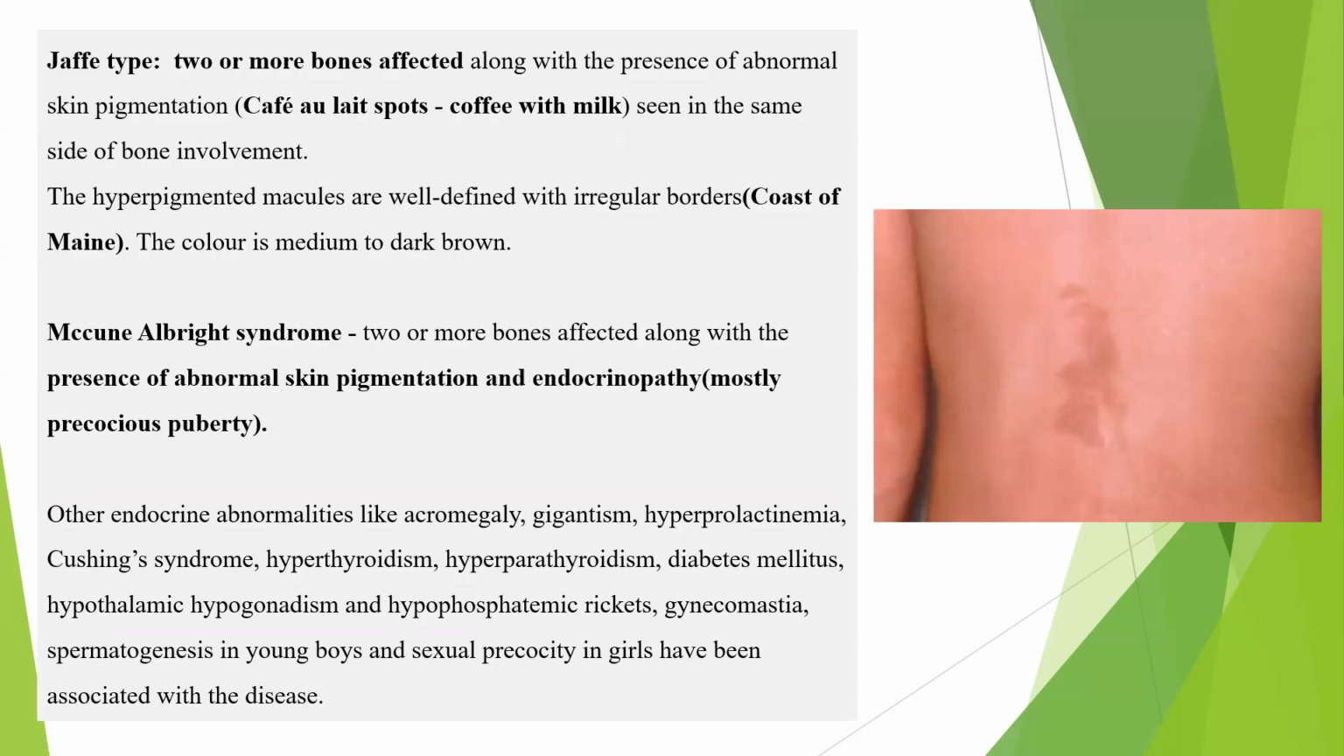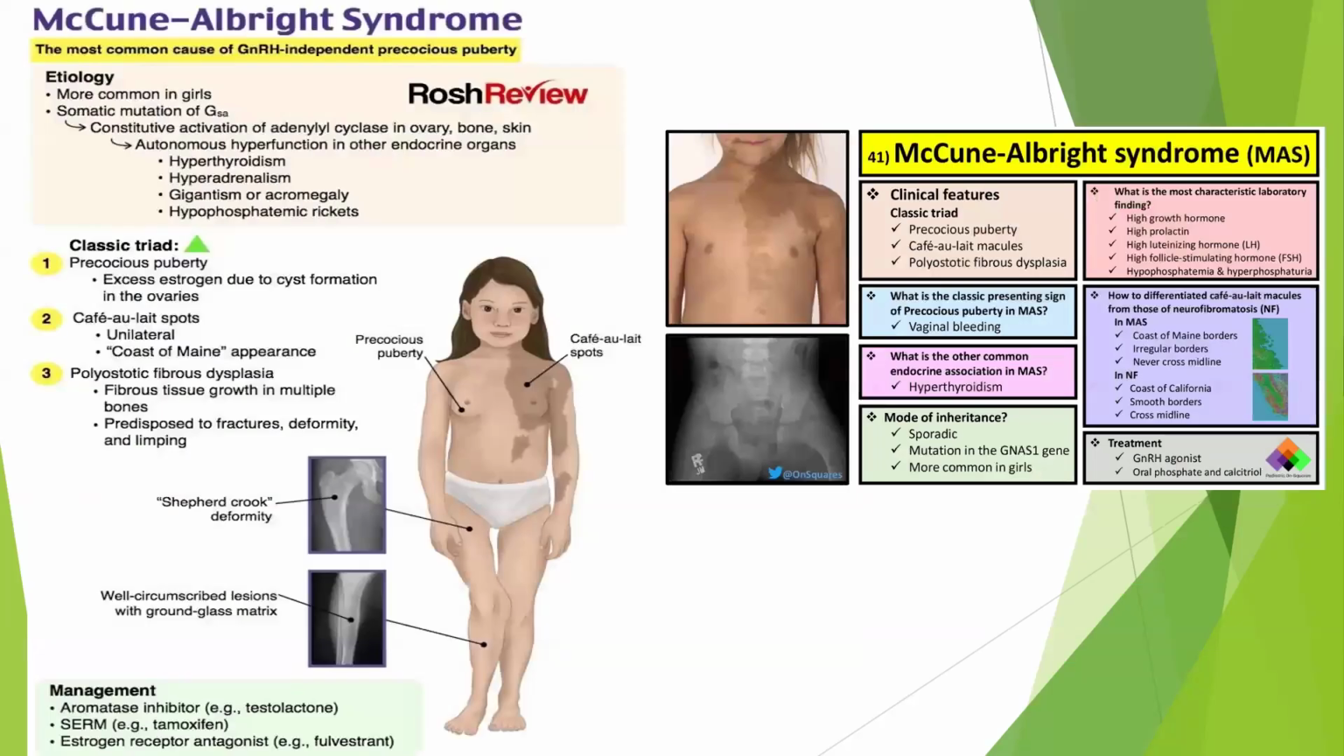In McCune-Albright syndrome, more than two bones are affected, and there is abnormal skin pigmentation along with endocrinopathy, mostly precocious puberty. Other endocrine abnormalities that can be observed are acromegaly, gigantism, diabetes mellitus, hyperparathyroidism, hyperthyroidism, and some more. These are the classical triad of McCune-Albright syndrome, which includes precocious puberty, café-au-lait-like spots, and polyostotic fibrous dysplasia.